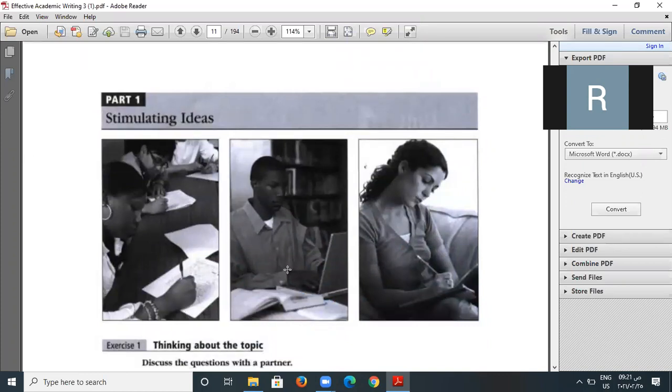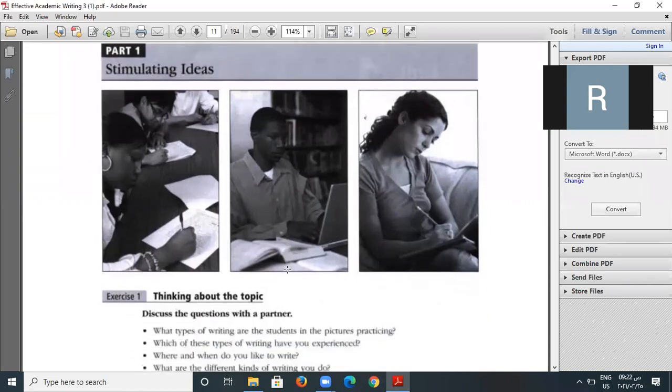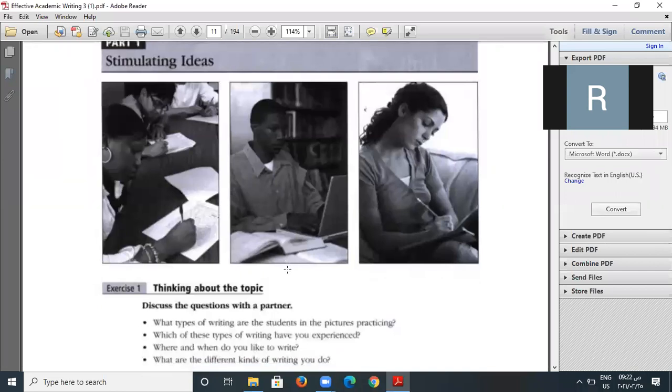Let's see. In unit 1, part 1, we have stimulus ideas, as we talked about before. These come in part 1. Stimulus ideas means these pictures help you think about the topic and make a connection with what you are going to write in this unit. Now let's look at these pictures. We have 3 pictures with people in them. We will discuss the questions about these 3 pictures.